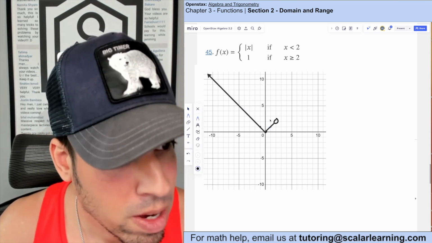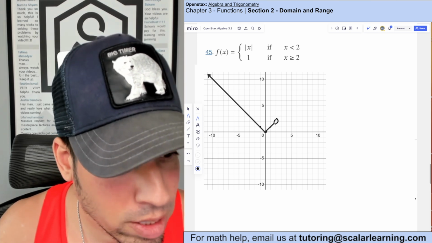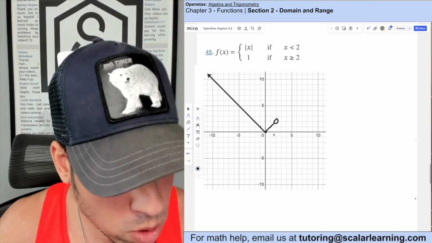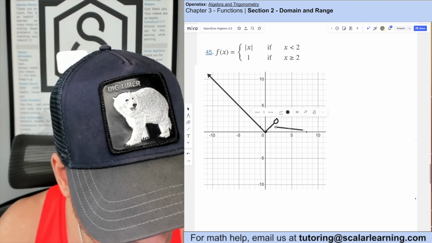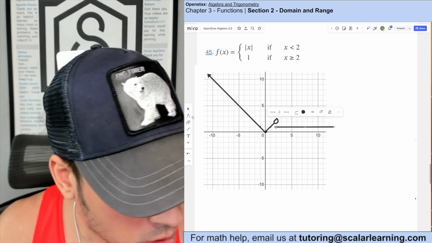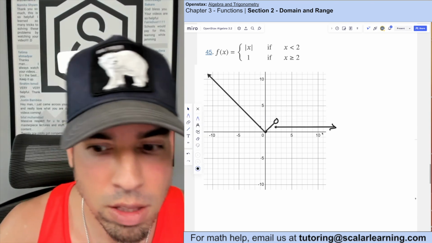That's a horizontal line at 1, but we're starting at 2. So you plug in 2 here. Of course, it's 1. And we got a nice solid point. And then we're going to the right like so. Here, I'll just do a little arrow so that it continues. And there's our nice graph.